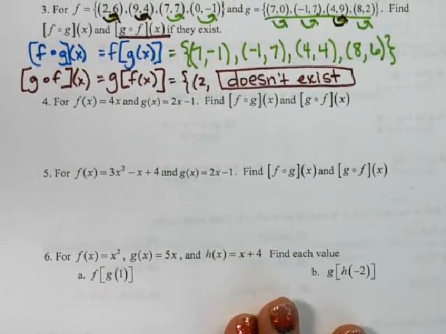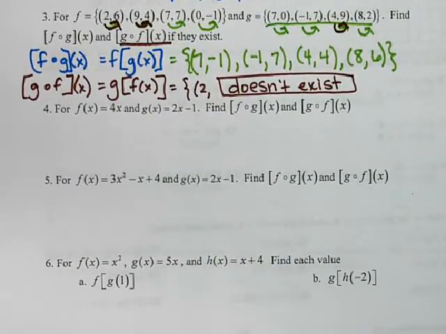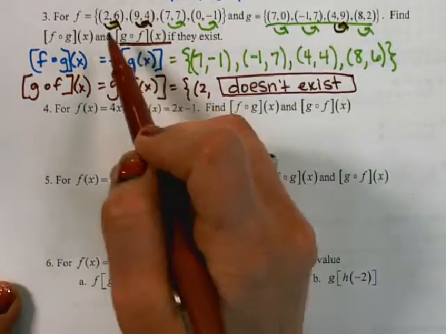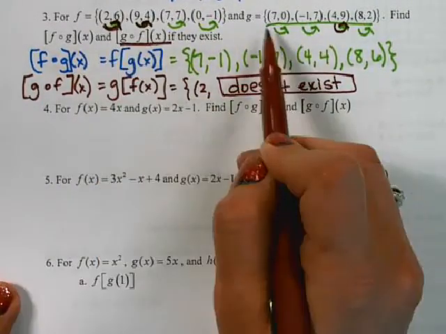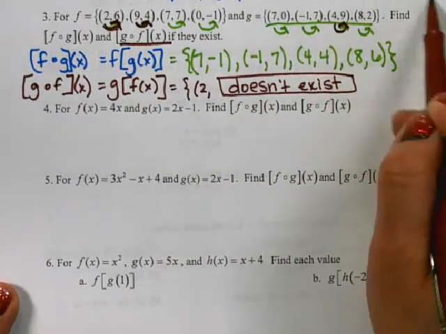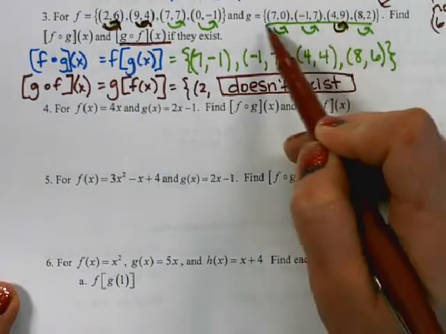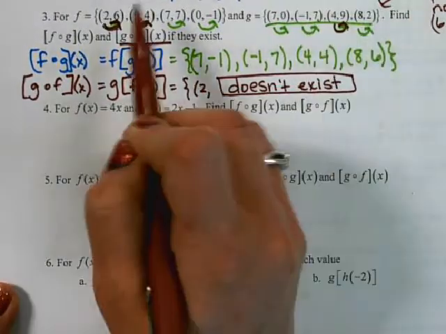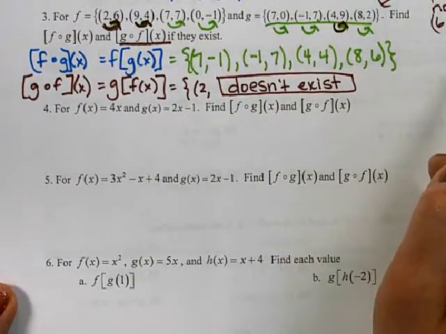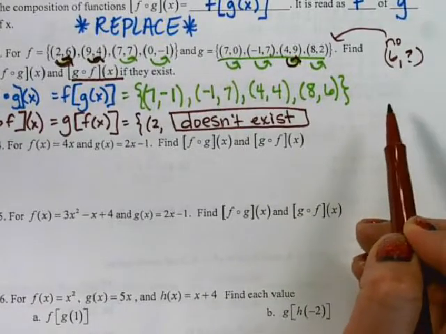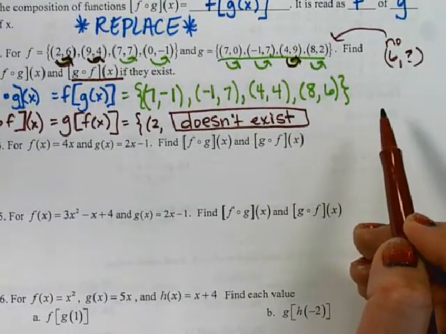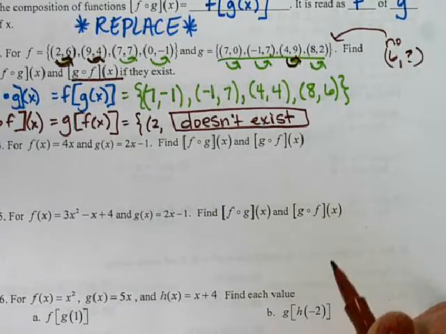Thomas, why doesn't this simplify? You're good. So 2 goes to 6, but in my other function, there's no 6. There's no 6 comma whatever in this here, so I have nowhere for it to go. Oh, you can't see it, I'm sorry. Does that help? Okay.